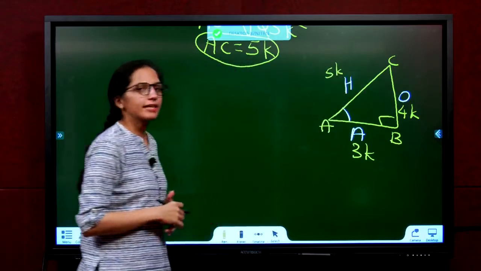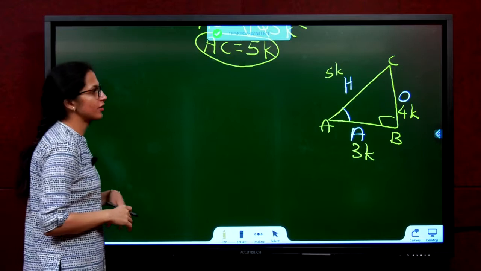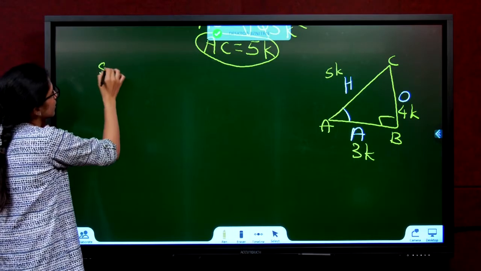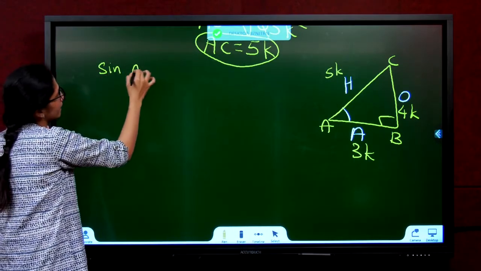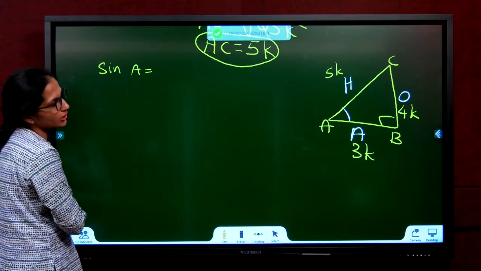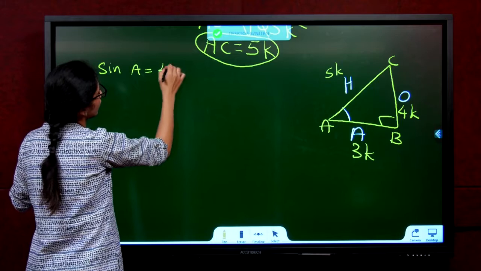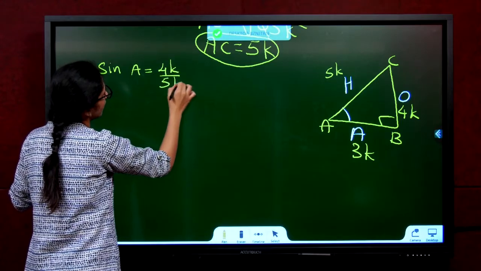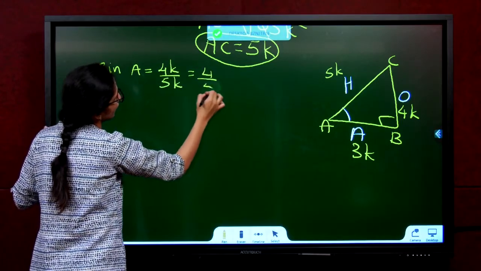Now in the question they are saying find all the other trigonometry ratios. Let us start. Sine A, opposite by hypotenuse. Who's the opposite? 4K. 4K by 5K. How much? 4 by 5.